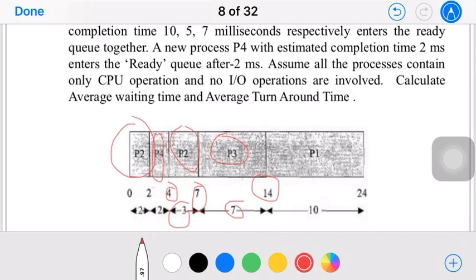Once at 14 milliseconds, only P1 is left. How much time will it take? 10 milliseconds. So 14 plus 10 is 24. So now we have drawn this particular diagram based on the algorithm's rule.